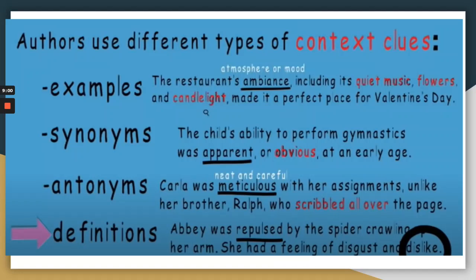Next, sometimes authors use synonyms, or words that mean almost the same thing. Look at the sentence. The child's ability to perform gymnastics was apparent. A synonym clue, obvious, makes the sentence easy to understand. The child's ability to perform gymnastics was apparent, or obvious, at an early age.